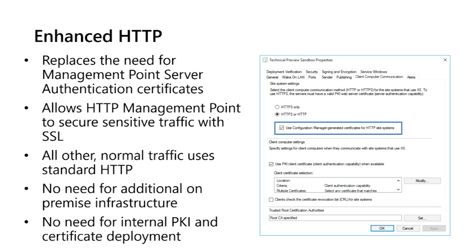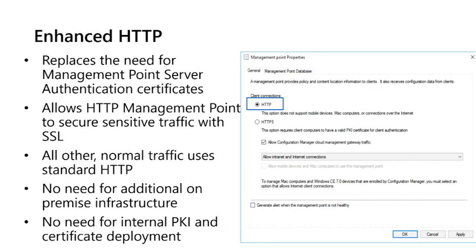So if there is any sensitive traffic that's coming from the console or to the console, if you have enhanced HTTP set up, you can be a lot more sure that no one else is going to be able to read it as it's encrypted. So that bucket is in there. This is in the cloud bucket because Cloud Management Gateway is another way that we see you can add value from the cloud to your SCCM infrastructure.